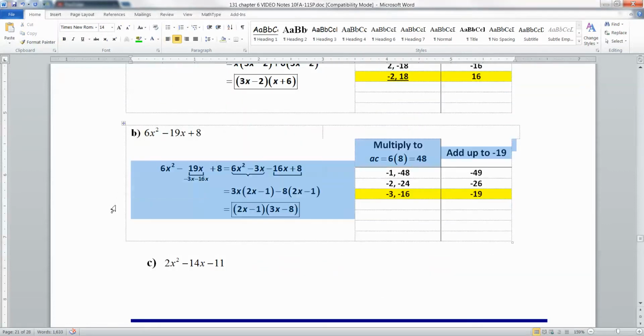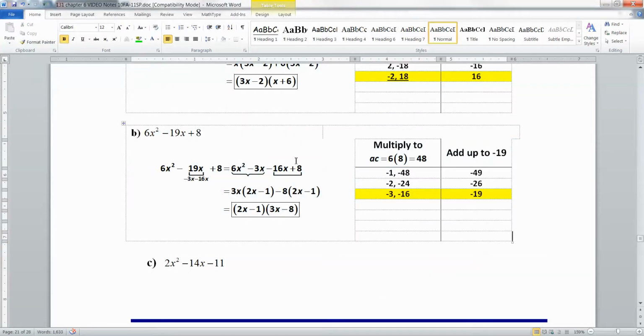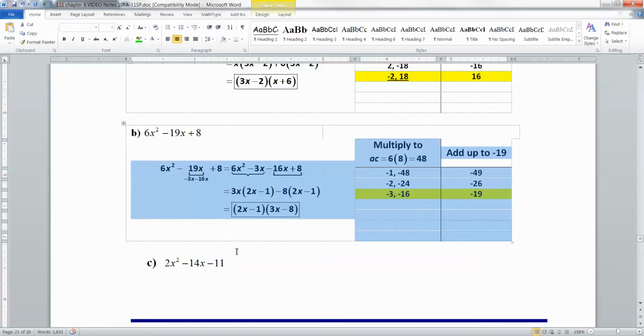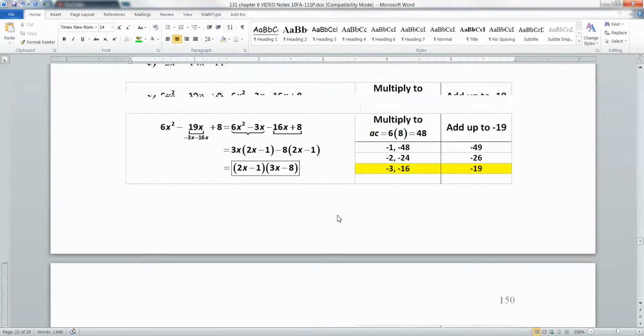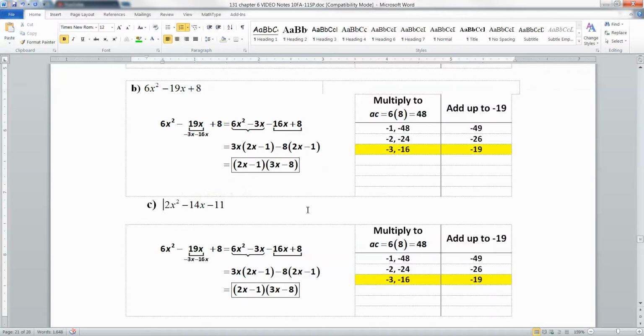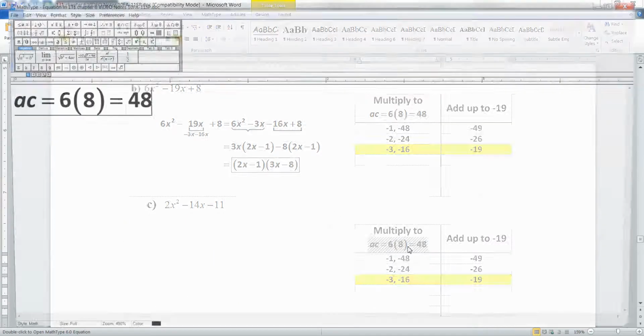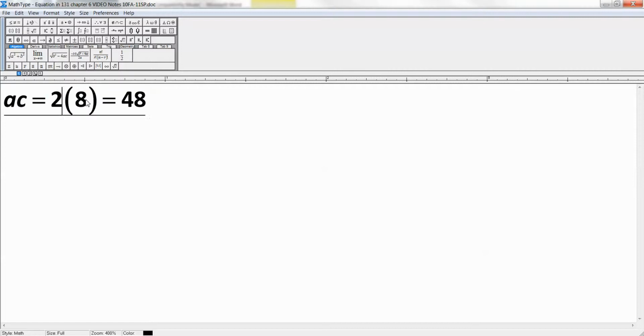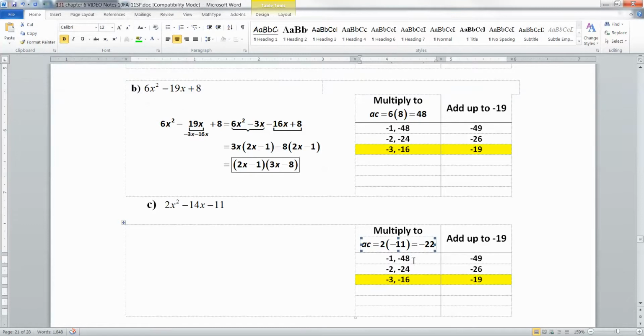Sorry, I paused it for a second because I actually want to throw in one more example for you guys, so that you can see an example that's not going to work out pretty. So I threw in this one, which is 2x squared minus 14x minus 11. I wanted you just to see. I can just delete all that. Okay, so I want it to multiply to a times c, which is 2 times negative 11, which would be negative 22.